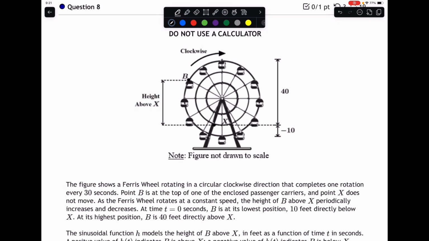Now for question number 8, we have a Ferris wheel here rotating in a circular clockwise direction. It completes 1 rotation every 30 seconds. So there's our period.